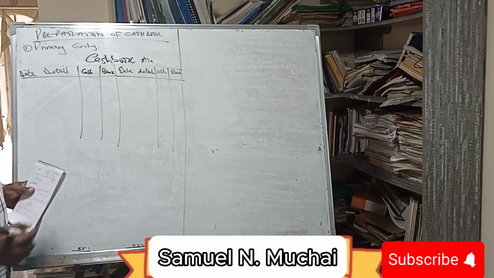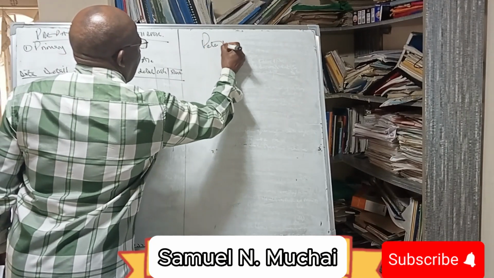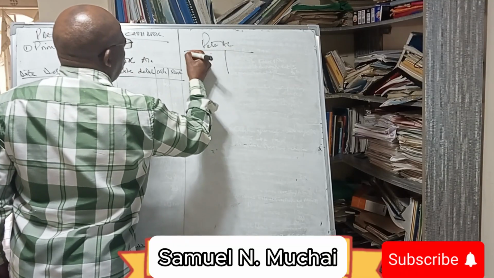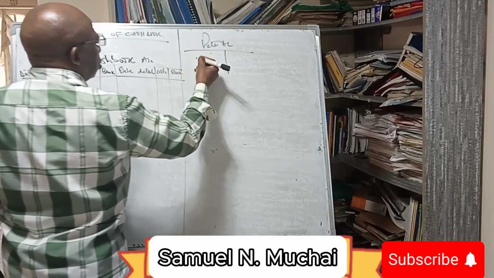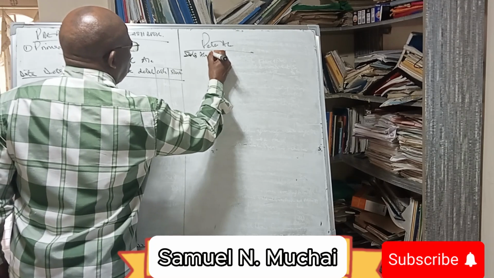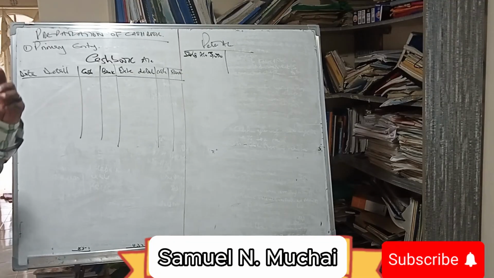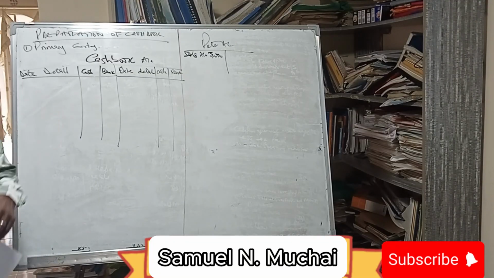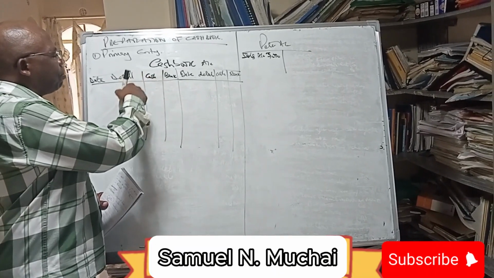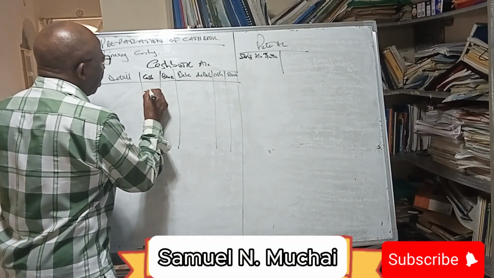So if we receive money from a trade debtor called Peter, and Peter owed us through sales, we had sold to Peter goods worth about 3,000. And now Peter gives us cash, 3,000 shillings cash. We do a double entry. In the firm, cash increases. The asset of cash increases. So we come here and we debit 3,000.